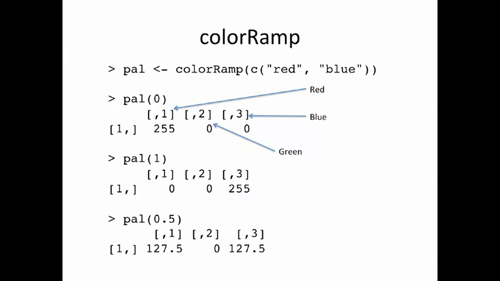This should give me a color that's kind of in the middle of red and blue. So it's going to give me 127.5 for red, 0 for green, and 127.5 for blue. So it's kind of half red, half blue, whatever that color happens to be. Notice that there's no green in any of these calls because when you interpolate between red and blue, you don't encounter green along the way.